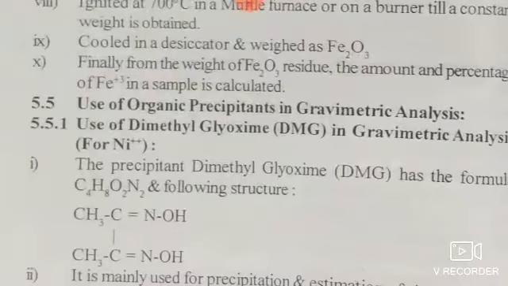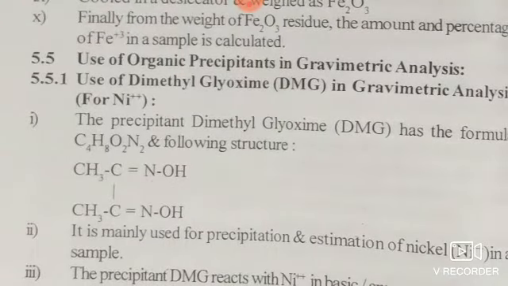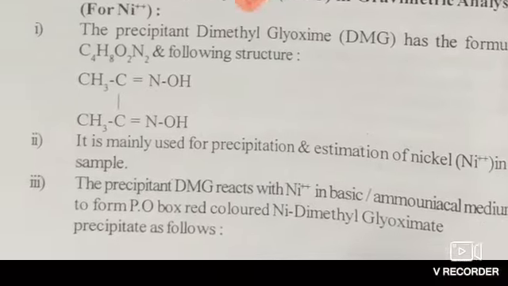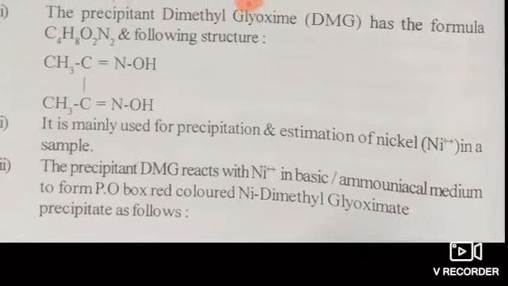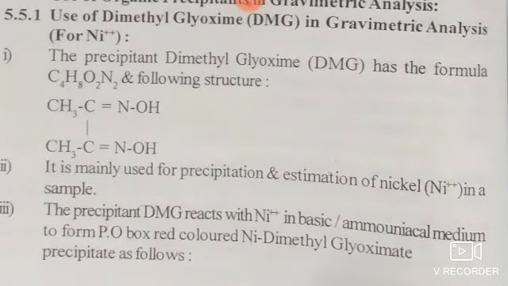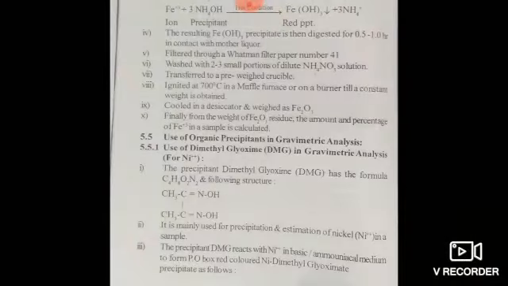The formula is C4H8O2N2 and the structural formula is CH3 C=NOH, CH3 C=NOH. It is mainly used for the precipitation and estimation of nickel in the sample. The precipitant DMG reacts with Ni in basic as well as ammoniacal medium to form the post box like red colored complex, that is nickel dimethyl glyoxime precipitate.